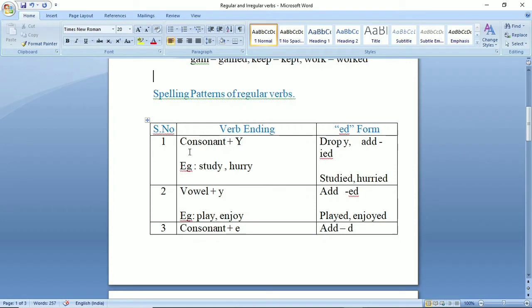Number 1, if your verb ends in consonant plus y, see this example, the last alphabet is y and the second last alphabet is d, right? In this case we will ignore y completely. We will drop it. We will not use y. Instead of that, we will use 3 alphabets, I, E, D. So the example study becomes studied, S-T-U-D, and we have added I-E-D. In the same way, hurry, it has R, one consonant plus Y. It changes into hurried, right?